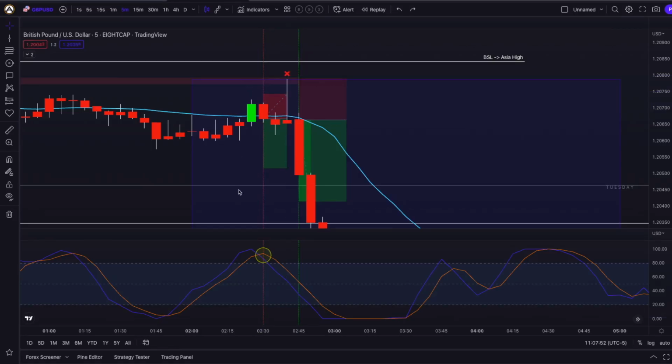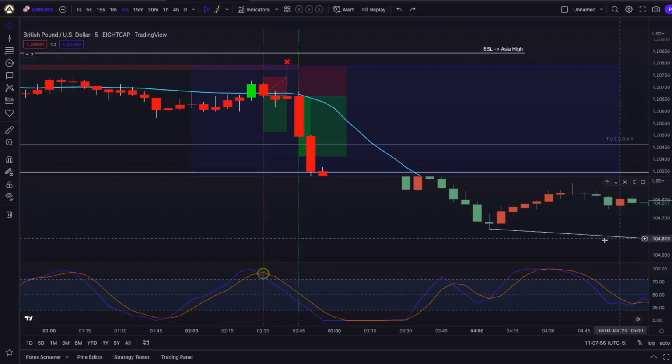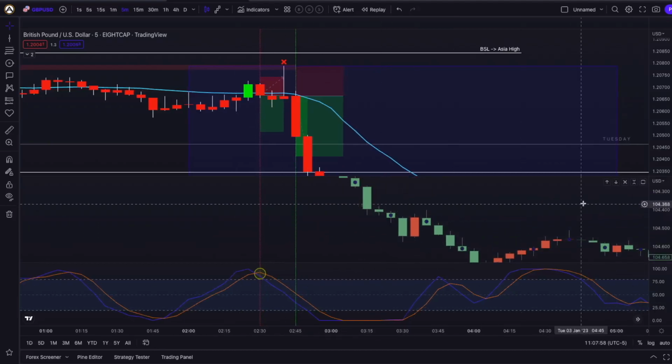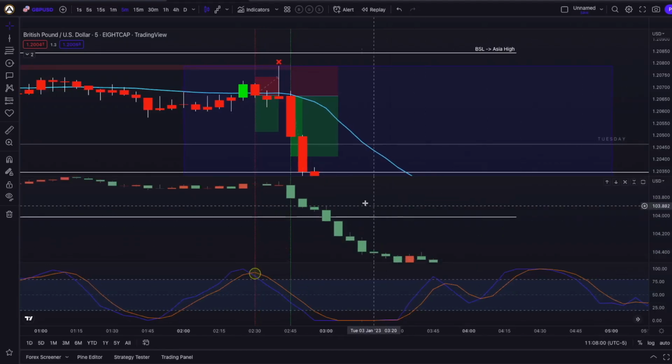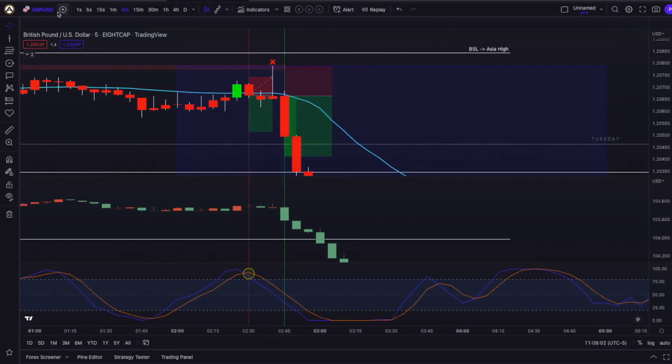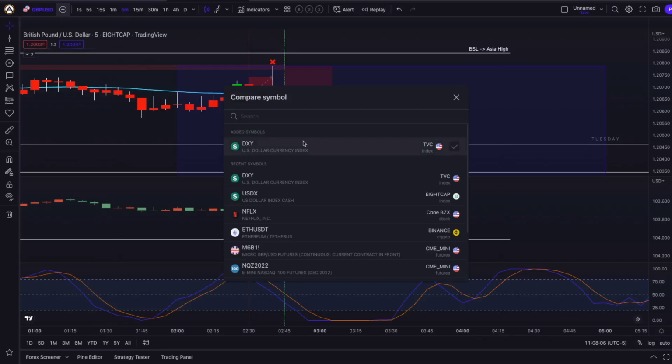And then doing what I usually do, I always have the DXY, not an indicator really, a separate pane of the DXY right here on my chart. The way I do it is I simply click on compare or add symbol, and then I'm hovering over the US dollar index here by TVC. And then usually I add it to a new pane.